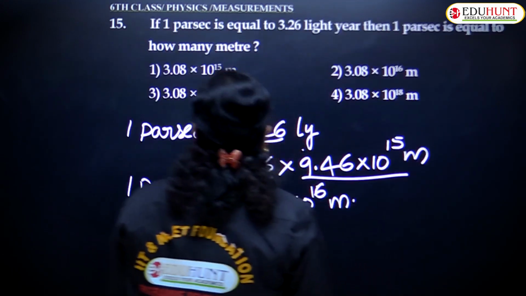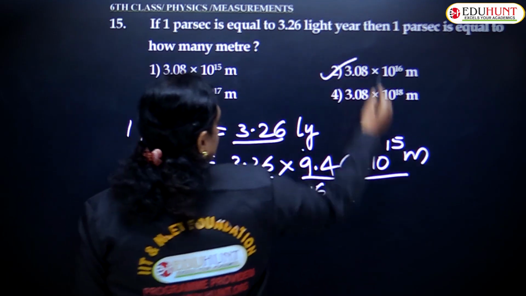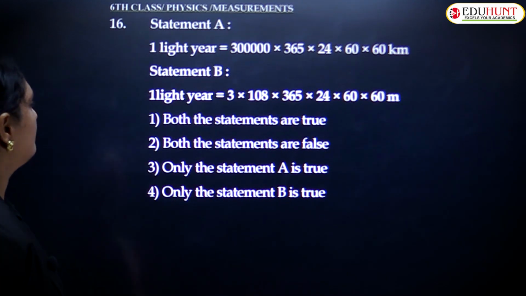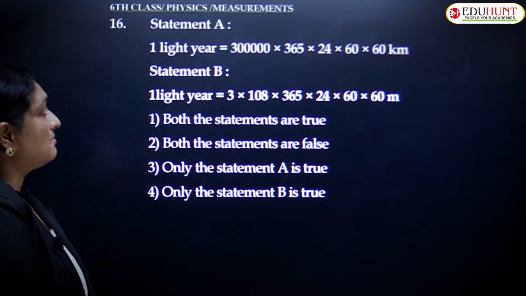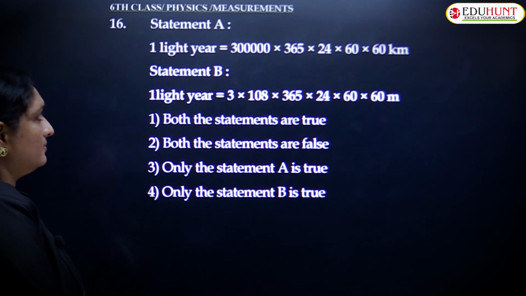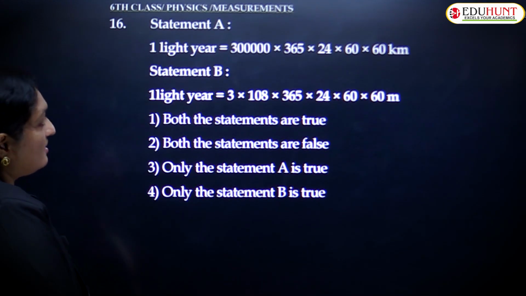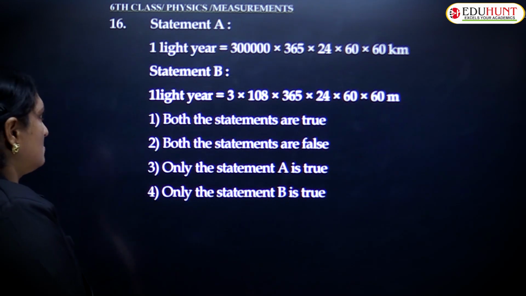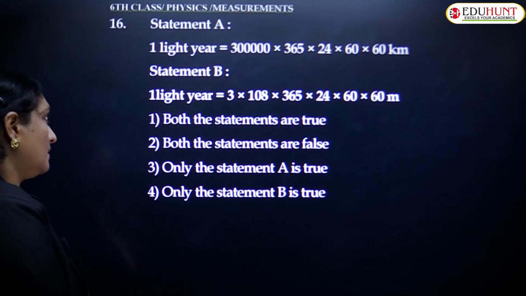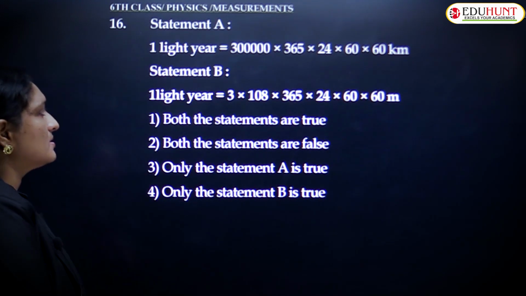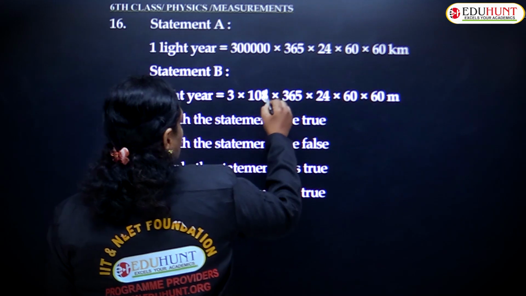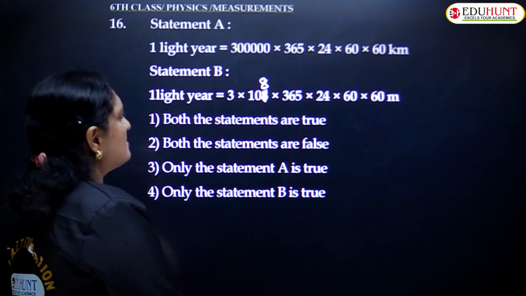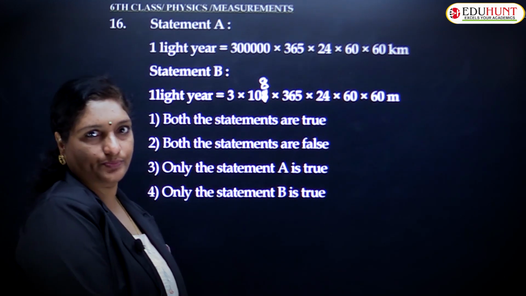Sorry. And the right answer would be 3.08 into 10 power 16 meters. Statement A: 1 light year is equal to 3 lakh into 365 days into 24 hours into 60 minutes into 60 seconds, and 1 light year in distance they have given you. Statement B: 1 light year is equal to 3 into 10 power 8 into 365 into 24 into 60 into 60. Yes, both statements are true.